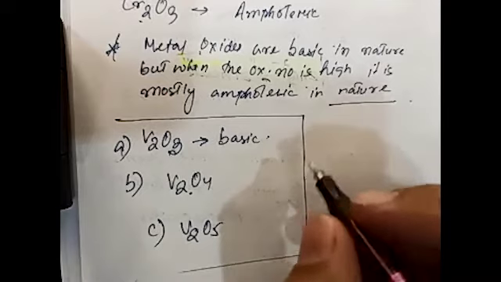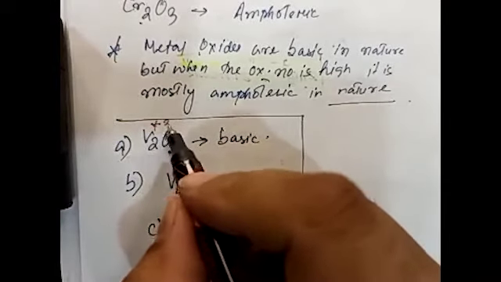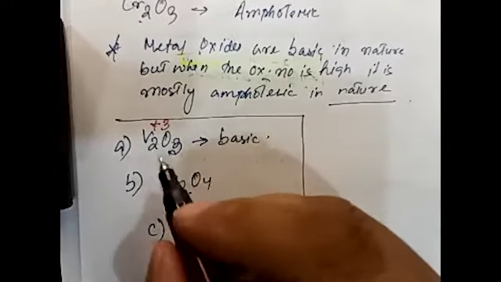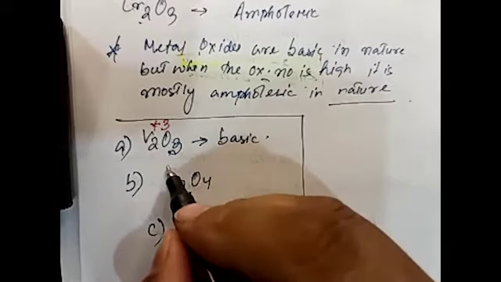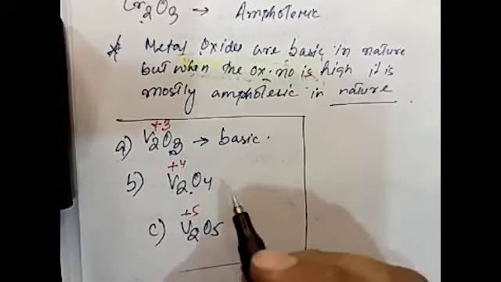For that, you need to find its oxidation number. Vanadium's oxidation number will be +3. You find it out: 2x plus 3 times -2 gives +3. Here vanadium's oxidation number will be +4. Here vanadium's oxidation number will be +5.